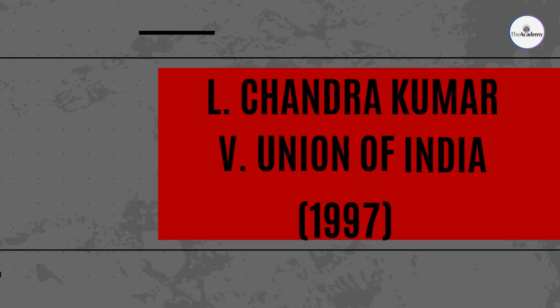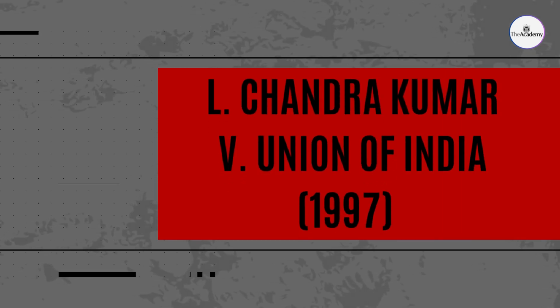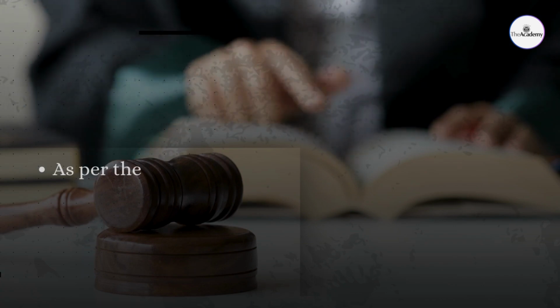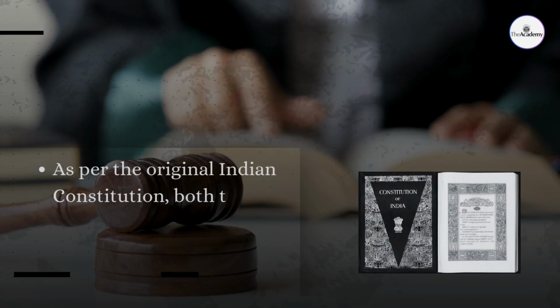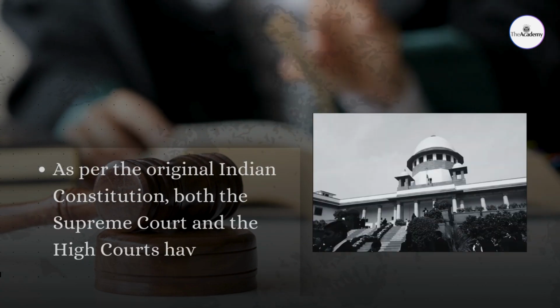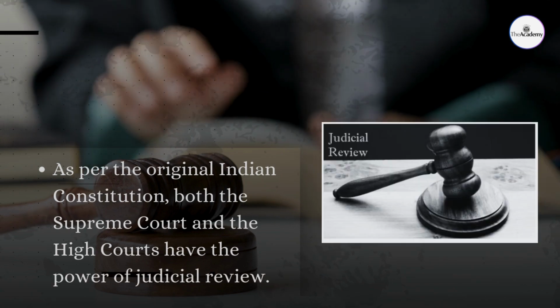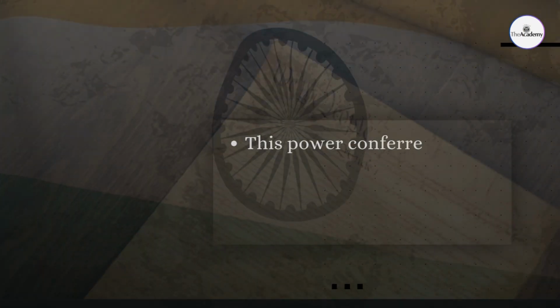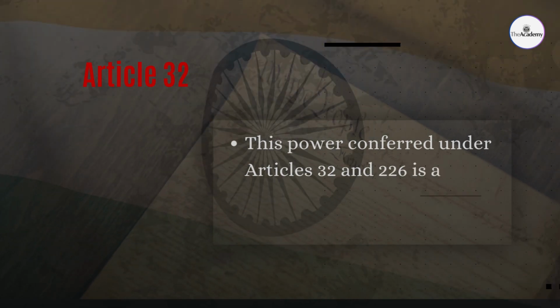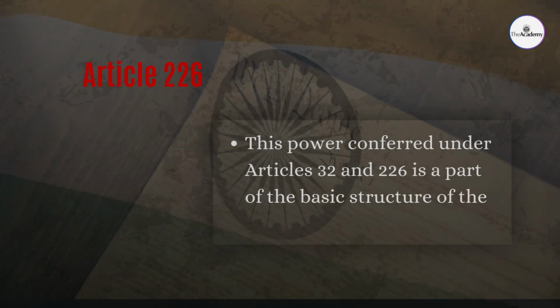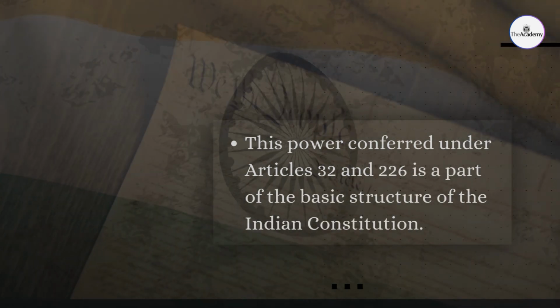L. Chandra Kumar versus Union of India, 1997. As per the original Indian Constitution, both the Supreme Court and the High Courts have the power of judicial review. This power, conferred under Articles 32 and 226, is a part of the basic structure of the Indian Constitution.